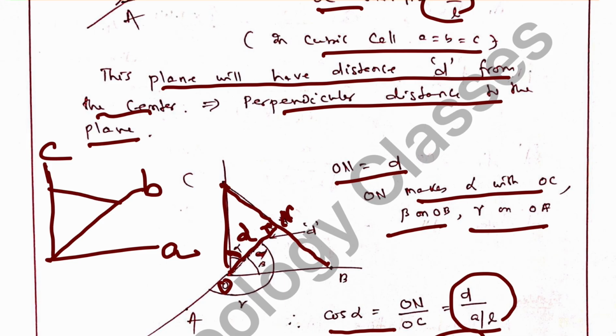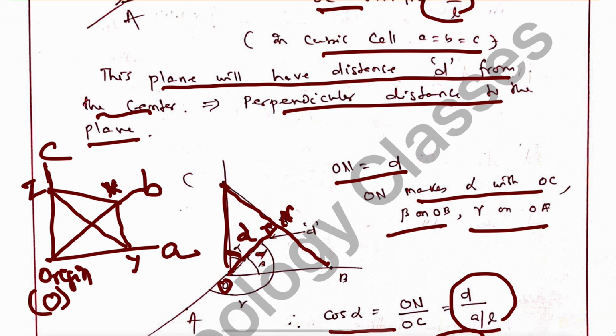Let us say this is a face, this is the face which is cutting A. This is the origin, let us say it is O, this is OX, OY, OZ, and let us draw a perpendicular to this plane. This should be N, and we can draw this angle, which will be alpha.